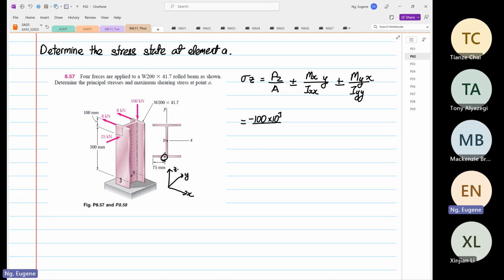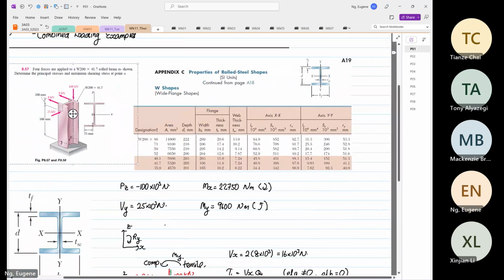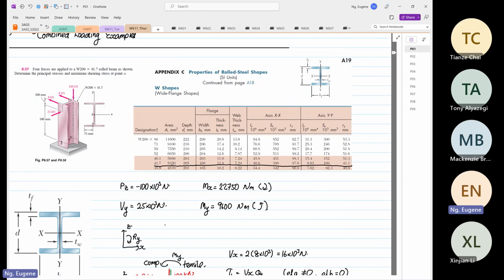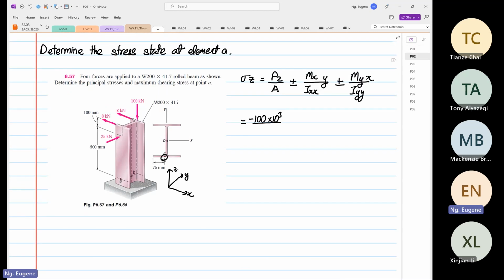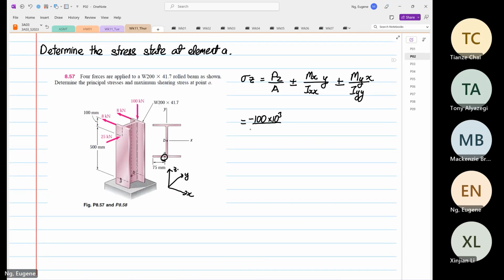And then the area, we can directly get from the table. We know that this question we are dealing with is 41.7. This information is important to us. So the area is 5320 millimeters squared, so 5320 times 10 to the power minus 6.